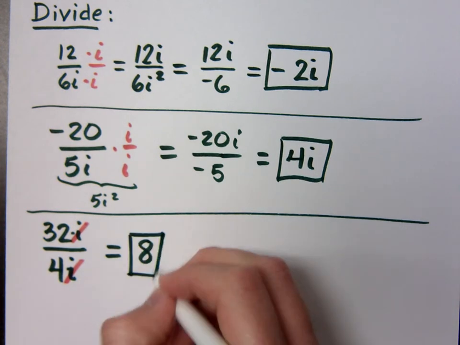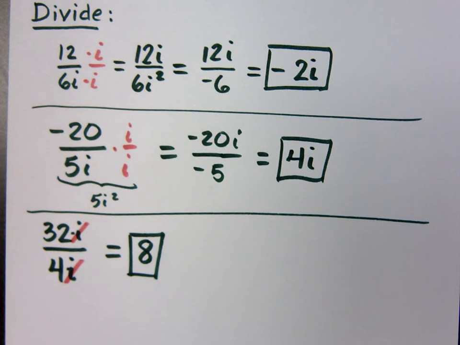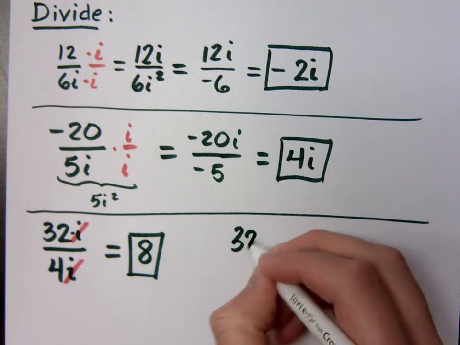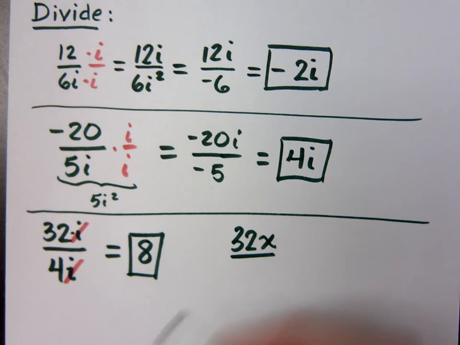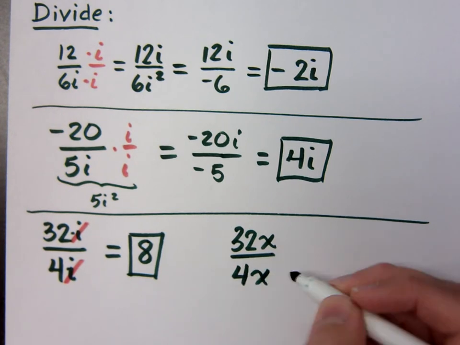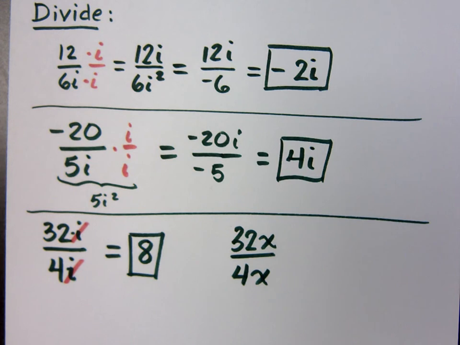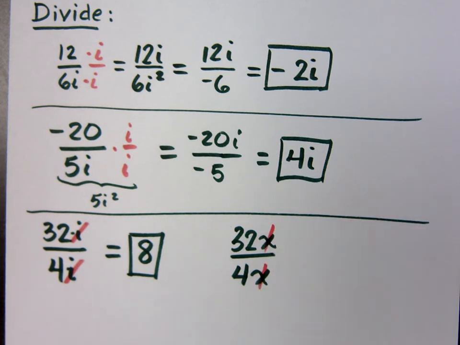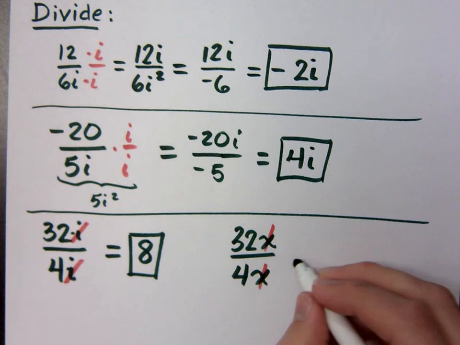But what you need to understand is this. In the last chapter, if I had written 32x over 4x, what would you have done? Made it 8x. You would have reduced the x's, I hope, because they're a common factor, and you're left with 32 divided by 4, and you still get 8.